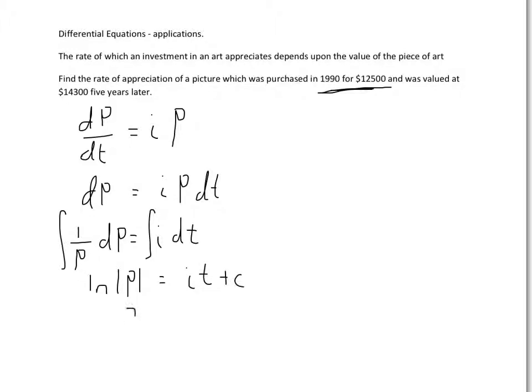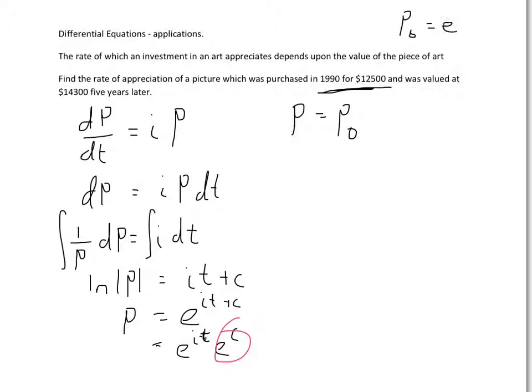So if I take exponentials of both sides, I have P equals e to the It plus C. Now, that actually can be rewritten, because this here is e to the It times e to the C, because when you multiply, you add powers. So I can actually call this e to the C another number. And it turns out, and you'll find this quite often, that it is the initial value. So we're going to call that P0. Okay? So P0 equals e to the power of C. So that's e to the power of a constant, so it is a constant itself. And that's times e to the power of It.